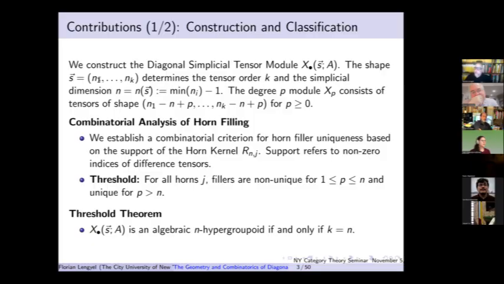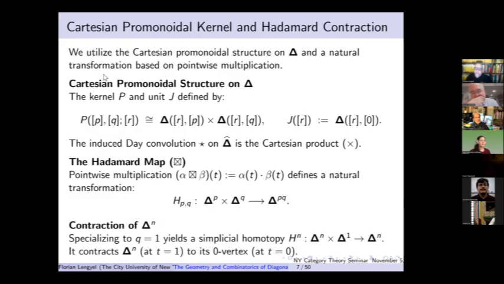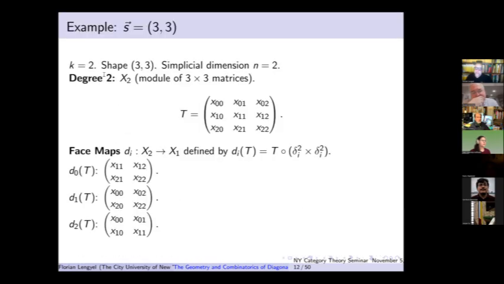So N1 is one axis. For example, 2, 2 would be a 2 by 2 matrix. Let's go to examples then. Here's shape 3, 3. The simplicial dimension is 2.